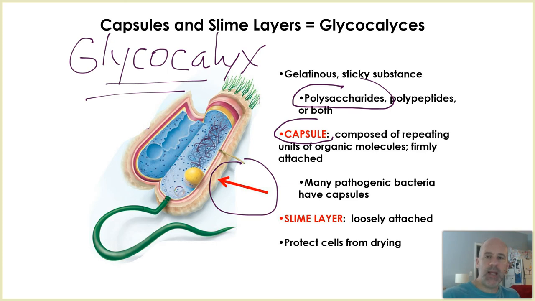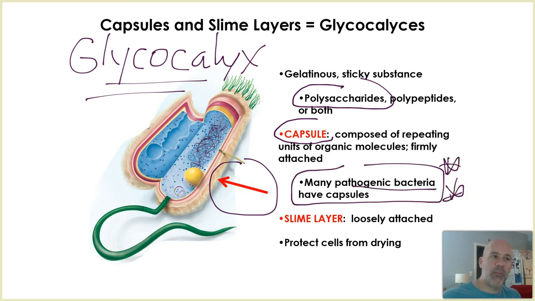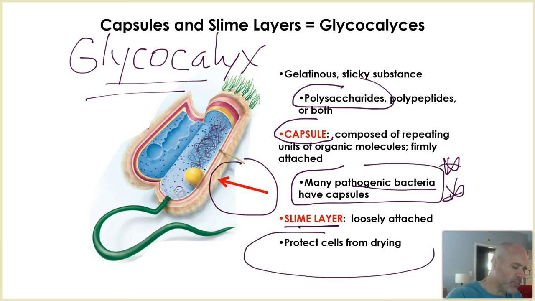So you've got repeating units of organic molecules, usually polysaccharides. And we're going to remember that many pathogenic bacteria have capsules. When they do have them, they help protect them from phagocytosis, the white blood cells in your body that are out to get all these invading microorganisms. Some areas are thinner and others thicker. A key thing with the glycocalyx is whether it's going to protect cells from drying.